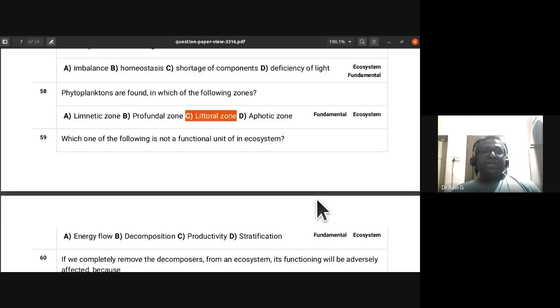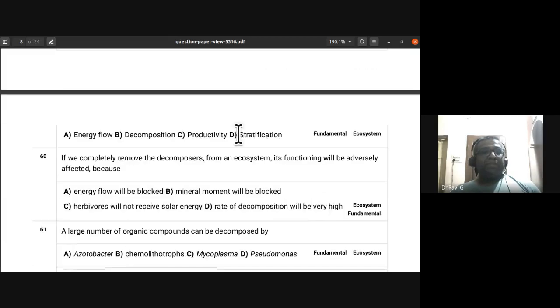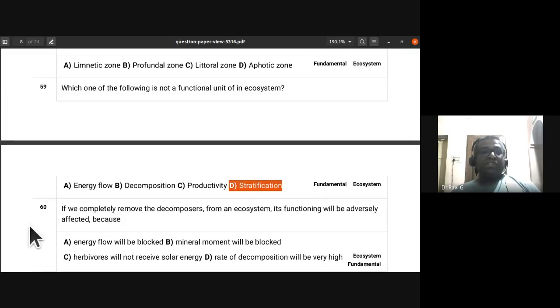Which one of the following is not a functional unit of ecosystem? So energy flow, decomposition, productivity, they're all functional units of ecosystem. Stratification is not a functional unit of ecosystem.